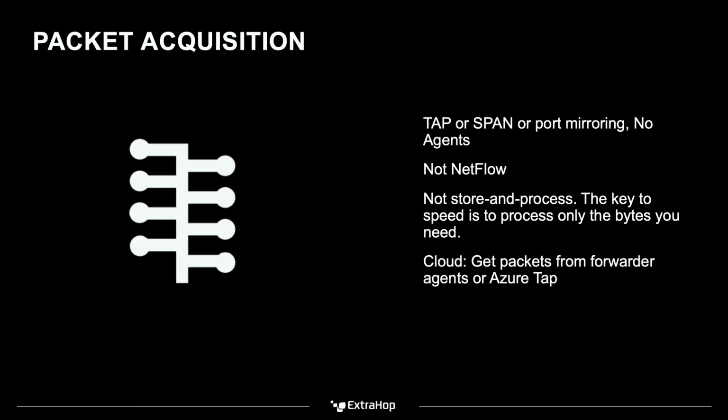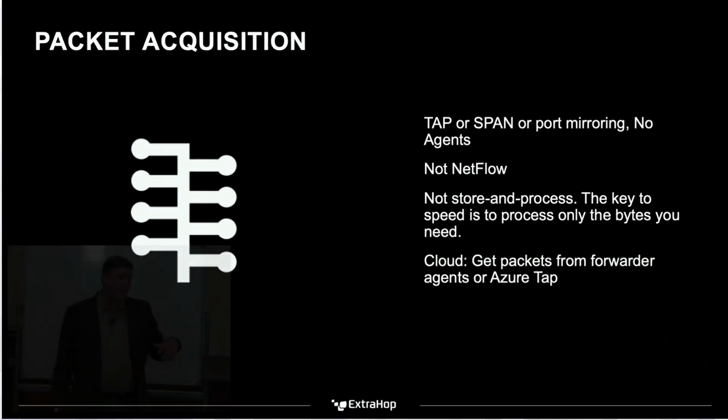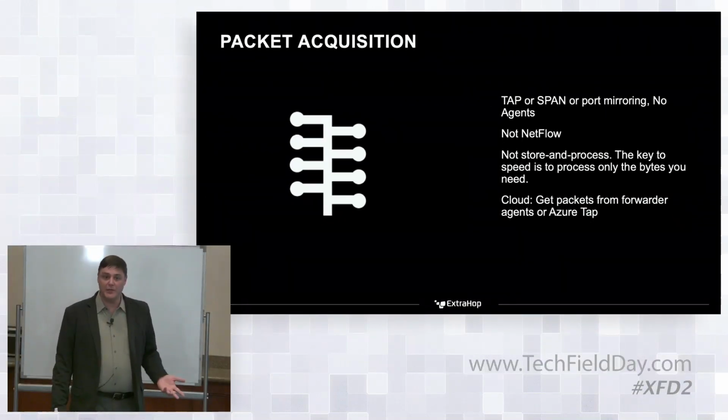You probably have this in your network today. It's TAP or a SPAN, often called port mirroring on the cheaper switches. Essentially, a copy of every packet gets sent off to some other device. And this is pretty easy to set up. We've had it set up in our network for a long time.